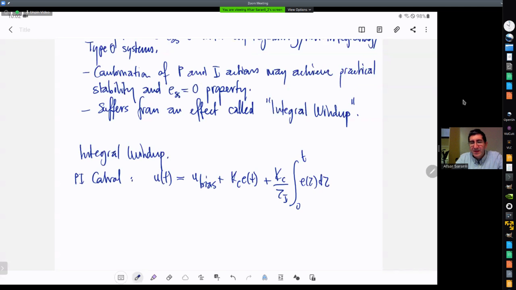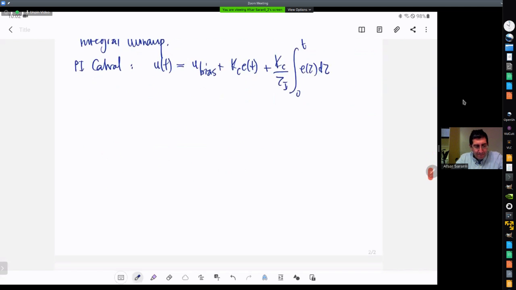Okay, so it's the integral of the error. Now, in practice, this has kind of an adverse effect. Consider what happens if your actuator is not ideal, but can actually saturate. Think about a system where you have an error, and in order to diminish the error, you increase your controller output, so your actuator output. But unfortunately, before being able to diminish the error further, the actuator saturates.